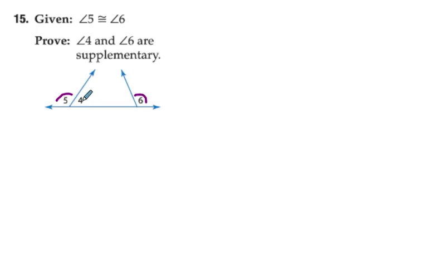Now I know that 4 and 5 are supplementary because they're a linear pair. So then I'm thinking since these are congruent, I can substitute in. And then I'll have 4 and 6 supplementary. So that shouldn't be too hard to put together.